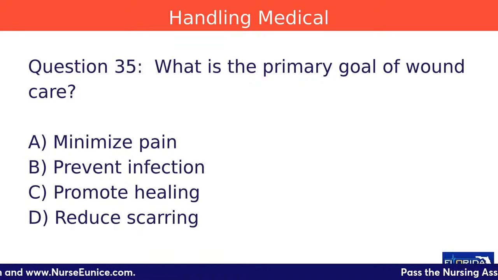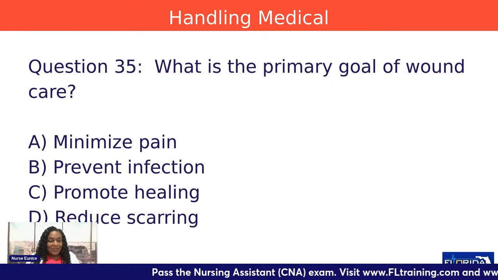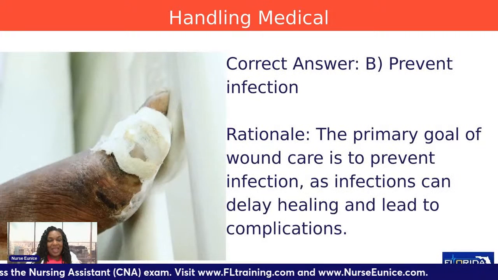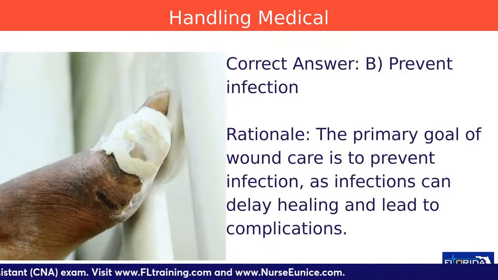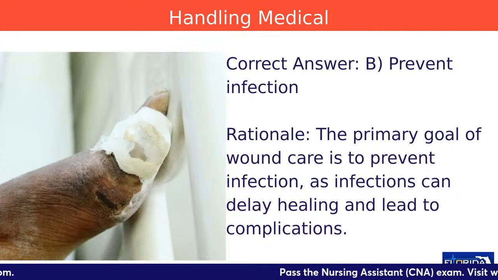And the two answers would be what Melanie and Florraine chose. And so for this one, the correct answer is, in order to promote healing, we have to do B. We have to prevent the infection. So the primary goal of wound care is to prevent infection, as infections can delay healing and lead to complications.